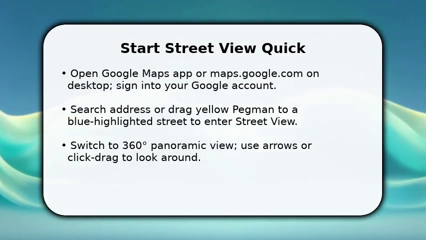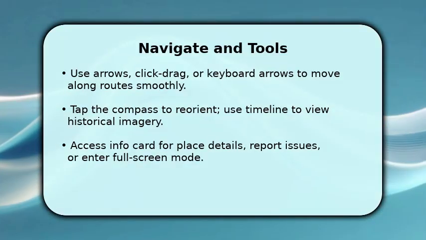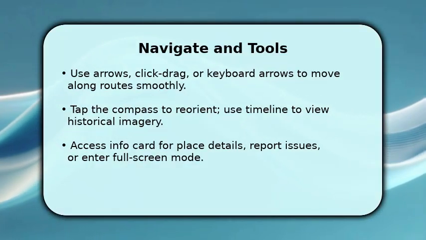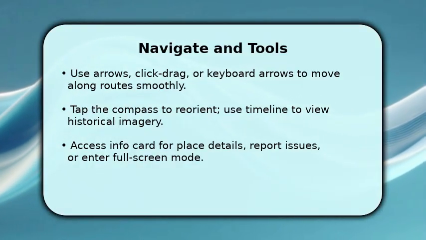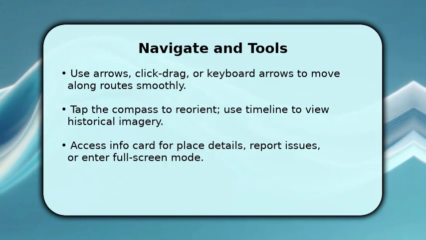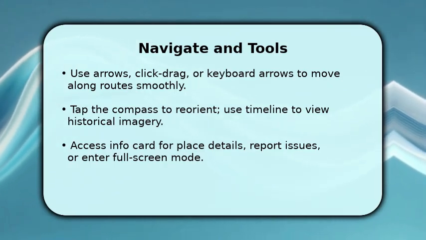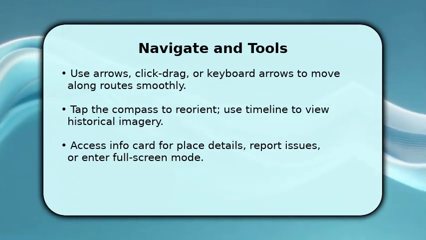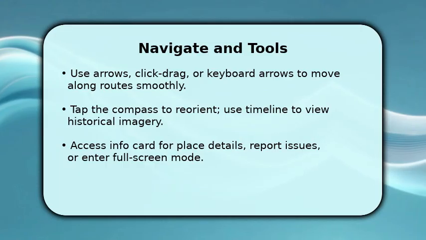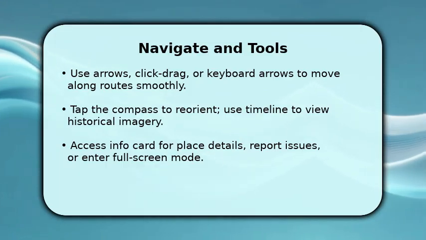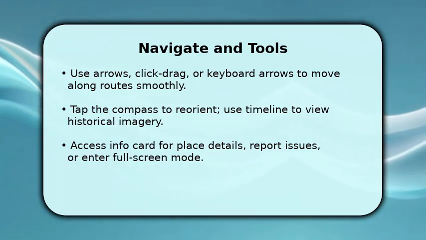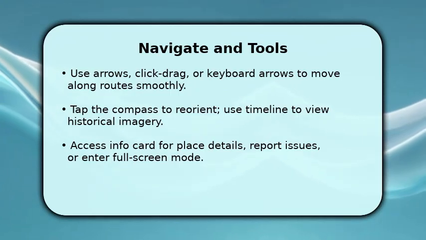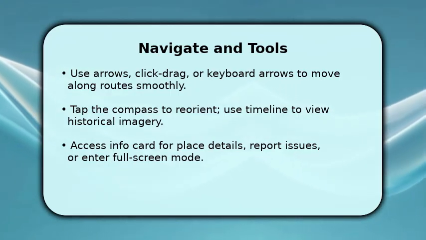Continue by learning the navigation tools to move purposefully. Use the arrow icons or keyboard arrows for stepwise movement, or click and drag for free rotation. On mobile, swipe and pinch. Tap the compass to recenter north and the timeline slider to view older Street View captures when available, which helps compare changes over time. Make use of the info card to jump to a business listing or report a problem, and enter full screen for clarity.